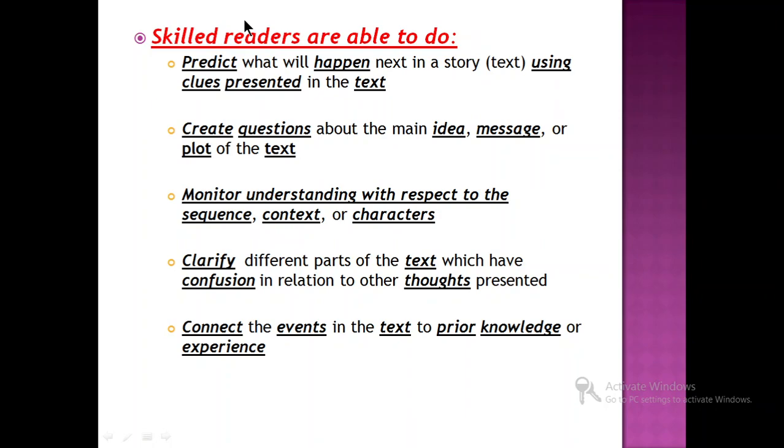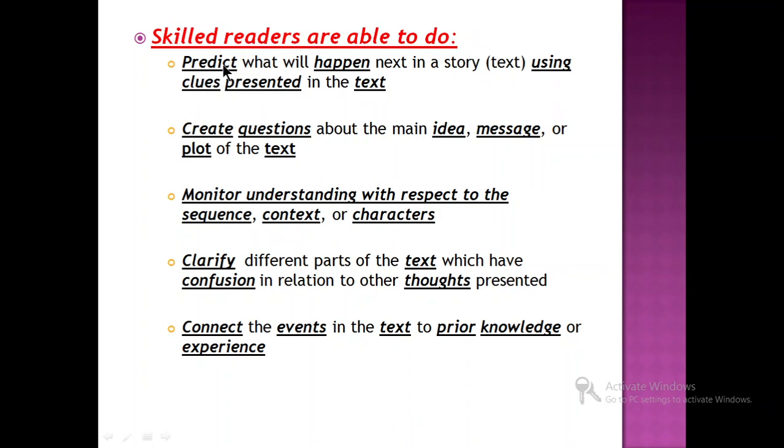What happens when a reader is really very much skilled? What he can do, what he can perform differently. This is the next heading for us to understand. So what skilled readers are able to do, skilled reader क्या कर सकते हैं, this is actually the next topic for us to understand. क्या क्या कर सकते हैं. So one by one we will understand these all things.